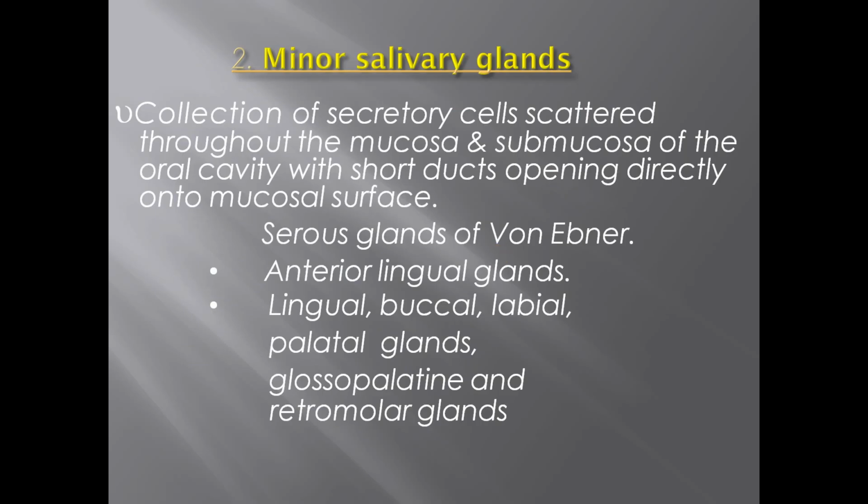Coming on to the minor salivary glands, these are the secretory cells which are scattered throughout the mucosa and submucosa of the oral cavity, with short ducts opening directly into the mucosal surfaces. The minor salivary glands are the serous glands of von Ebner, the anterior lingual glands, the lingual, buccal, labial and palatal glands, the glossopalatine and the retromolar glands.